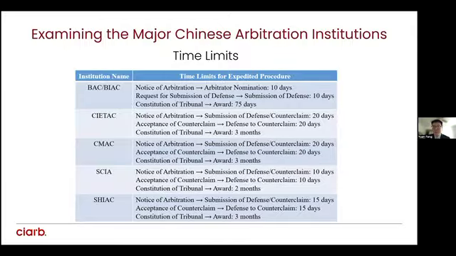When it comes to time limits, as shown in this chart, all the leading Chinese arbitration institutions have set a relatively short period of time for the expedited procedures, ranging from 2 to 3 months between the constitution of the tribunal and the award rendered. However, the core inquiry here is essentially how well the arbitral proceedings can strictly comply with the time limitations.